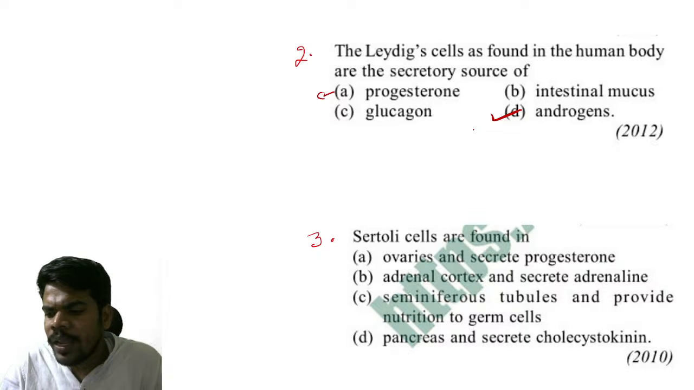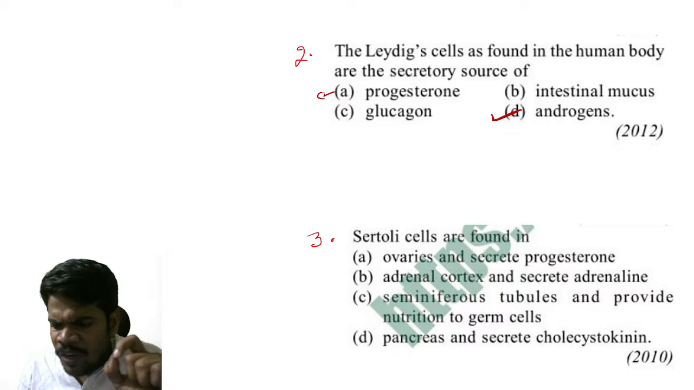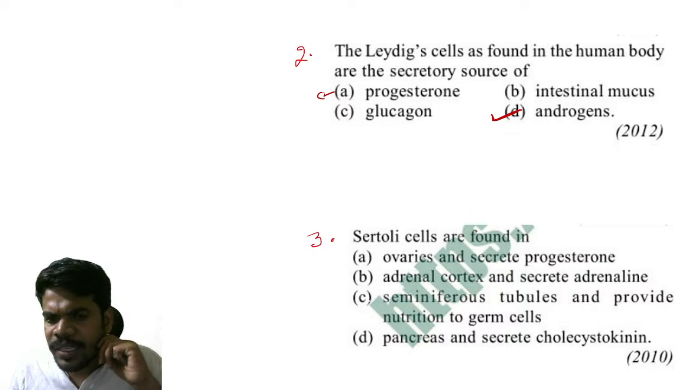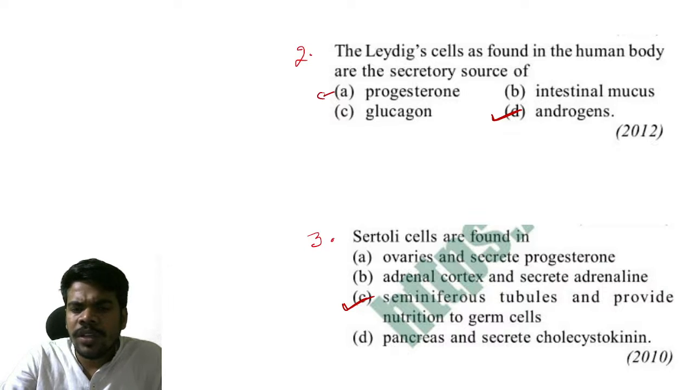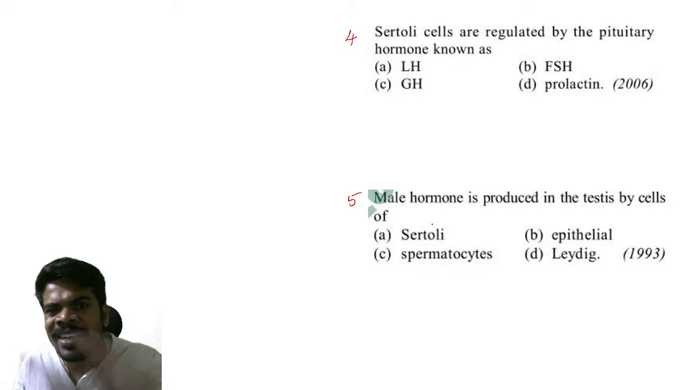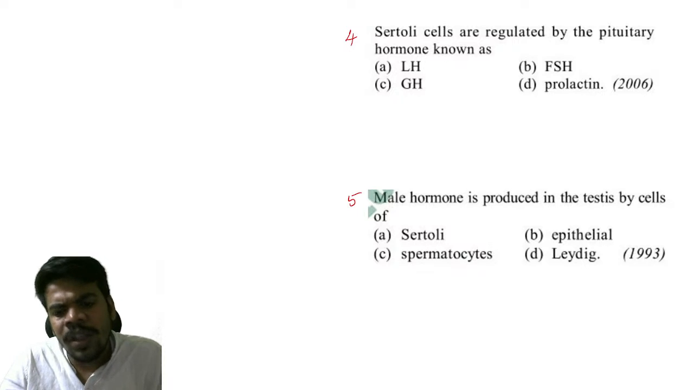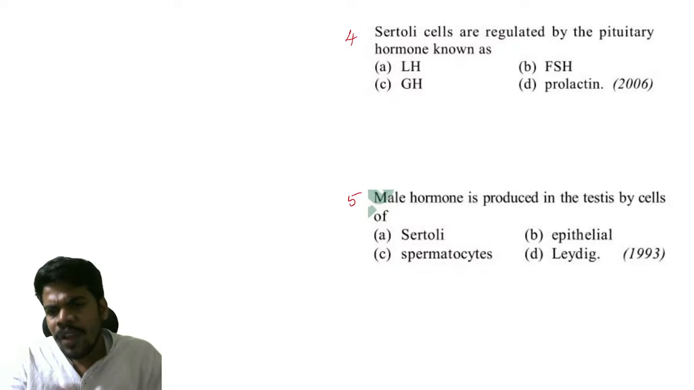And Sertoli cells are found in where? Ovaries and secrete progesterone, or adrenal cortex, or the seminiferous tubules, or the pancreas? Yes, Chandrakant, very good. It is present in seminiferous tubules and provides nutrition to the germ cells. Next, fourth question. All the questions present in this live session are from previous NEET examination question papers. I'll prepare so many questions also in the app. I'll provide a regular test for every video, and at the end of the concept, I'll provide 3 grand tests also.